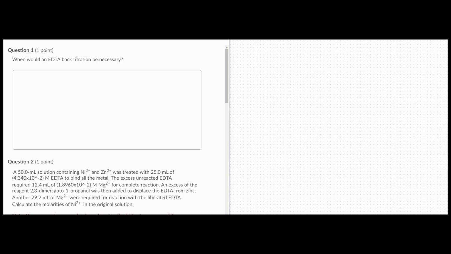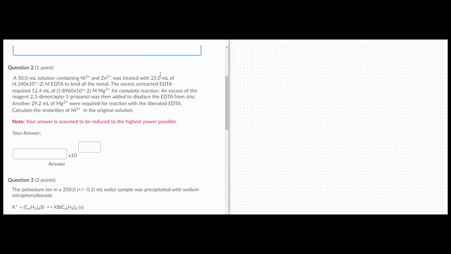Well, EDTA back titration is necessary if the target analyte precipitates without the EDTA, if it reacts too slowly with EDTA, or if the target analyte blocks the indicator. So that's when we need to use an EDTA back titration.